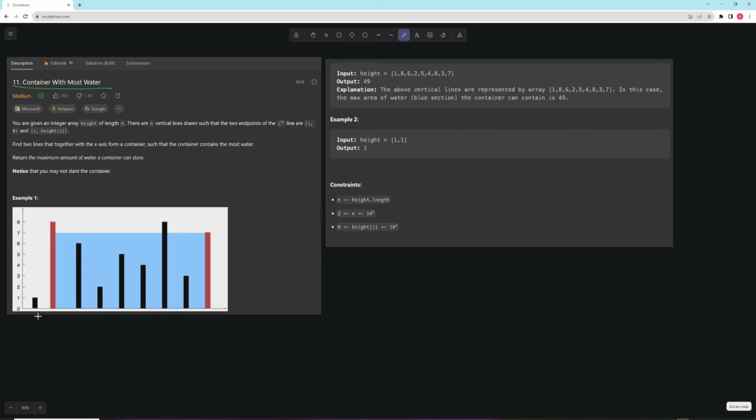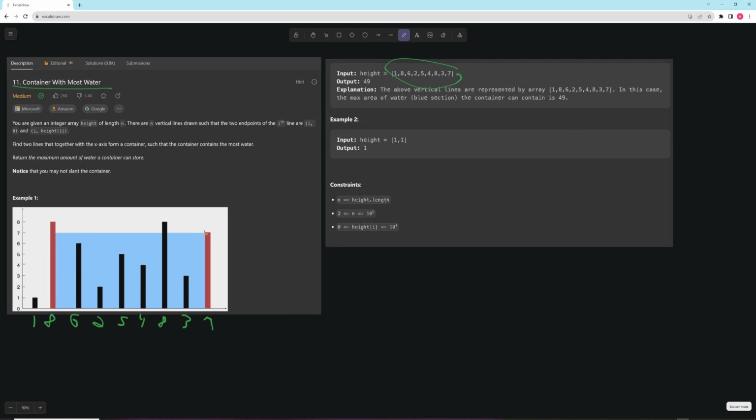So essentially, this is represented as an array of heights. So this is height 1, height 8, for this example, height 6, height 2, height 5, 4, 8, 3, and 7. And now we're asked to find the biggest container. If you take a look, this is the array here, these are these numbers.